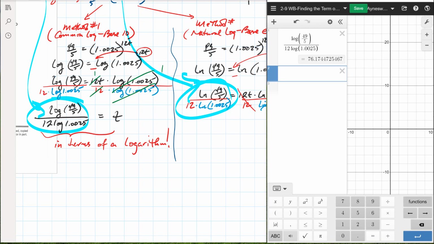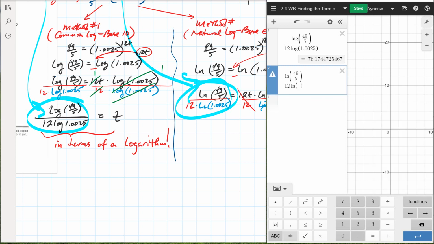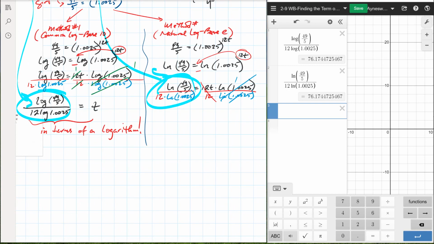So natural log: you hit function, natural log, type in the fraction 49/5, and then divide it by 12 times the natural log. You can just type in ln of 1.0025, and notice you get the same answer, both 76.174. So it doesn't matter which base you use. You're going to get the same thing.